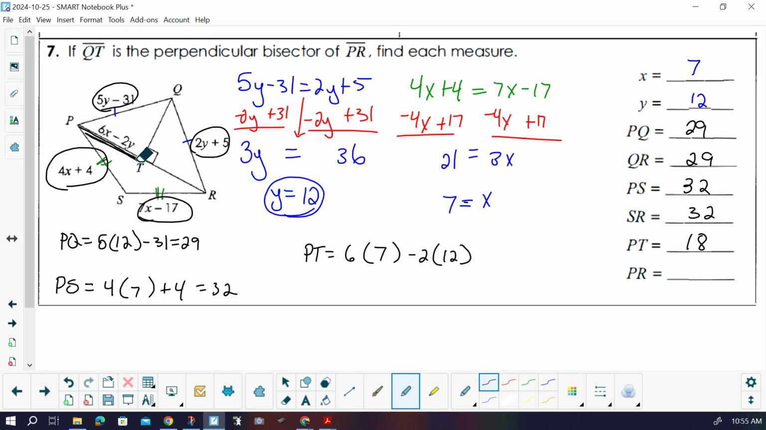Now if this is 18, and this is a perpendicular bisector, that means this side would also be 18. It doesn't ask for that, but it does say PR. PR is this whole big long line. Well, if it's 18 here and 18 here, I could just do 18 plus 18 and get 36 for PR. And that is how you do complicated problem number 7.